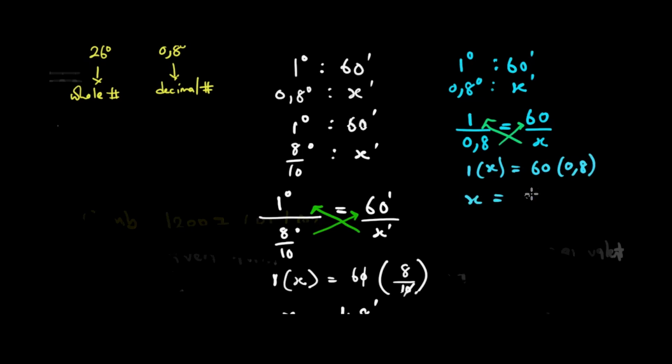Saka X is equal to 60 times 0.8, of which 8 times 0 is 0, 8 times 6 is 48. How many decimal places are there? Just 1. Saka kumedu ya panapa. Therefore, X is equal to 48 minutes. Saka we are having our answer is 26 degrees 48 minutes.